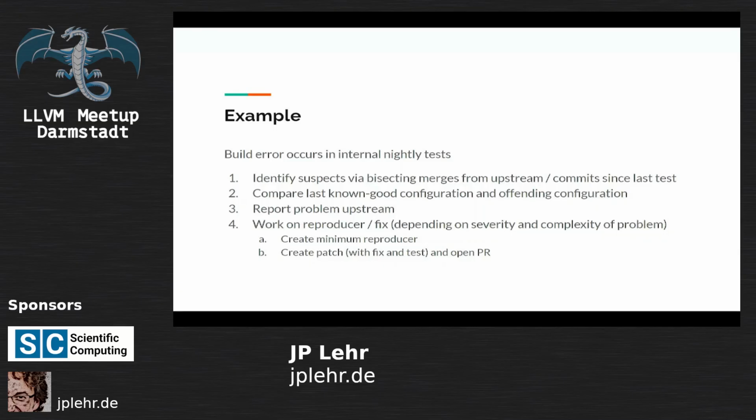And then first we report the problem upstream, right? That's of course the first thing to do. If you know which part broke it, you report it. And then you also work on a reproducer to help in debugging the issue or in fixing it. And that just depends on the severity or the complexity of the problem. Yeah, minimum reproducer and patch.